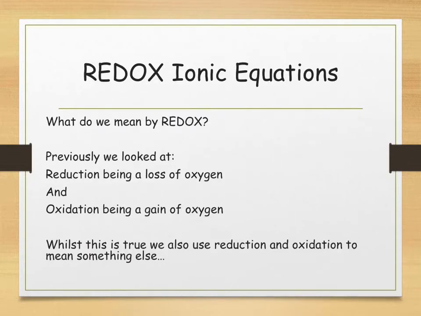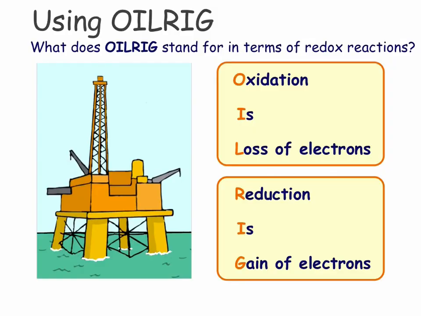We can also link redox to ionic equations. Previously, we looked at redox being a loss of oxygen for reduction and a gain of oxygen in oxidation. Whilst this is definitely true, we can also use reduction and oxidation to mean something slightly different. We can also talk about redox in terms of electrons. In this case, oxidation is a loss of electrons and reduction is a gain of electrons. This allows us to use OILRIG. Oxidation is loss, reduction is gain.